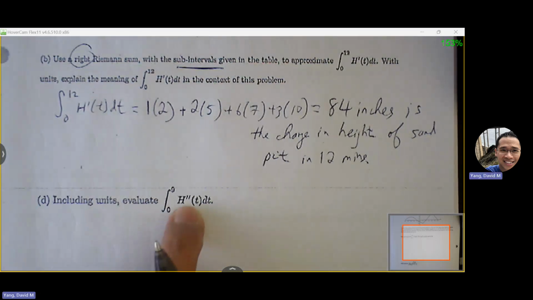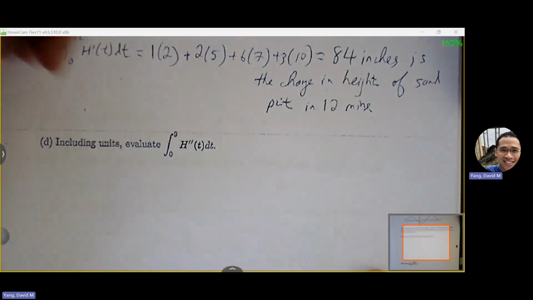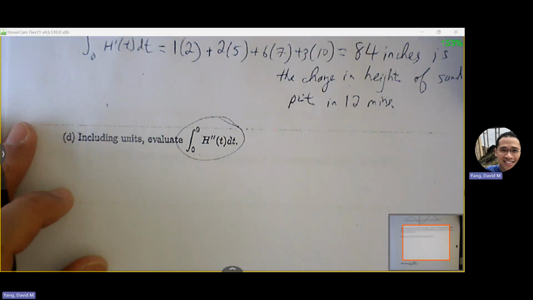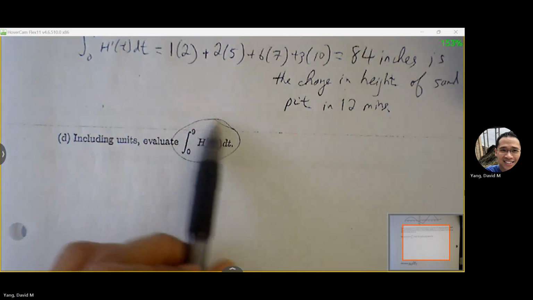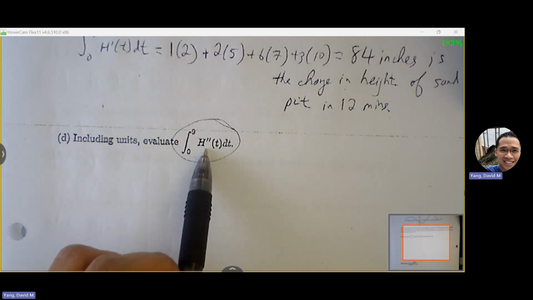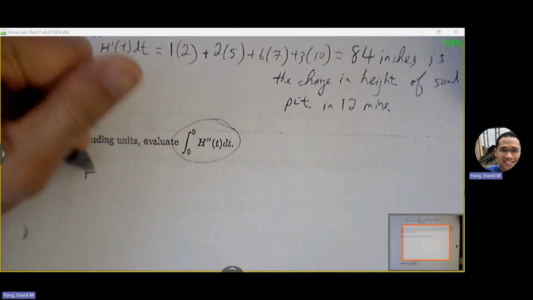Part D, evaluate the integral from 0 to 9 of h double prime. So one way to interpret this is we can find the area under the h double prime graph. But if you look, we don't have an h double prime graph in front of us. So maybe we can turn this into something else. Maybe we can get this into a different form. Maybe we can evaluate this, right? If I take the antiderivative of h double prime, what is that going to turn into? H prime, right?